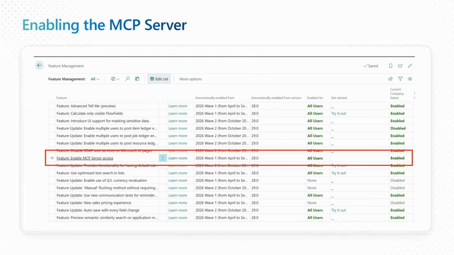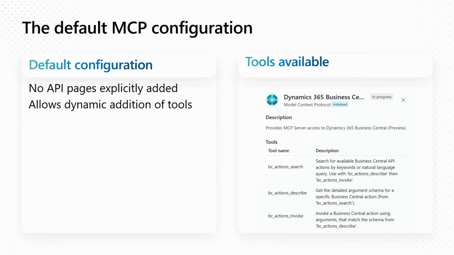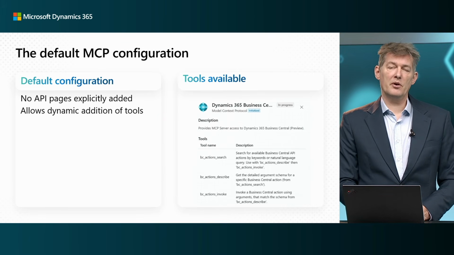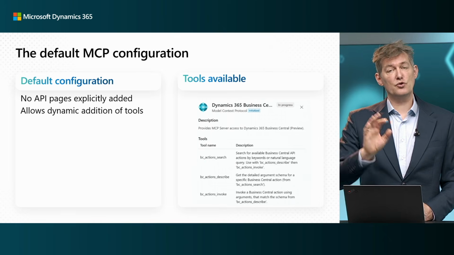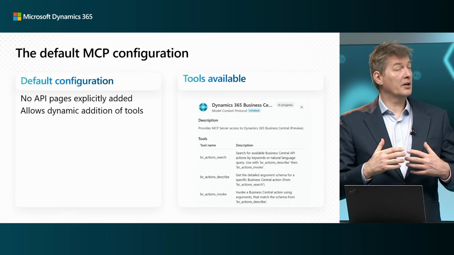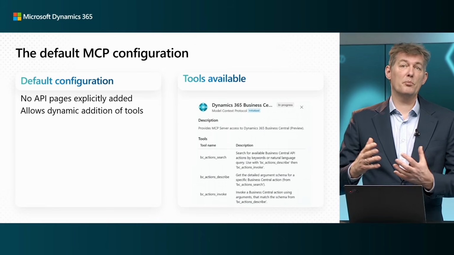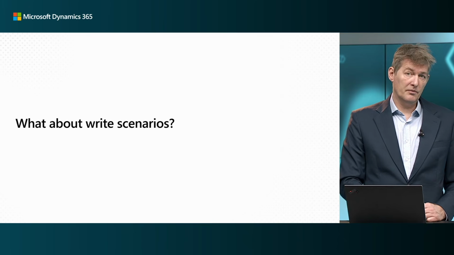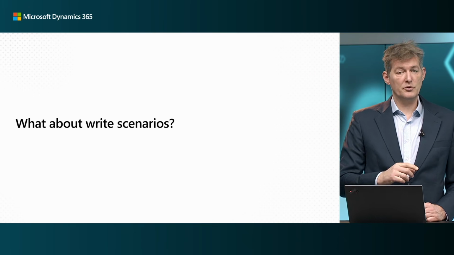Right, so prerequisites for this video is that you must have enabled your MCP server in public preview. That's under a feature management flag. And we have also covered in a previous video what this default MCP configuration is and what it can do and the tools it has. And in this video, we're going to talk more about named configurations if you want to go beyond the default. And that is needed when you do write scenarios.